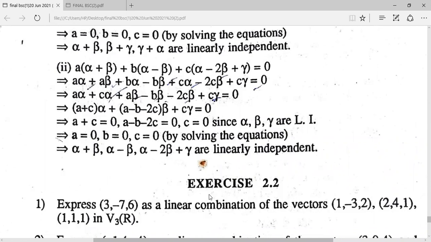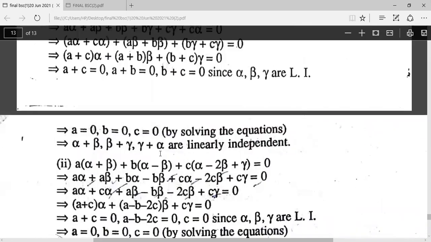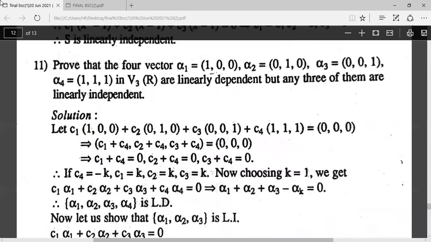Before taking these exercises, I would like to give you one more, take it as a remark.